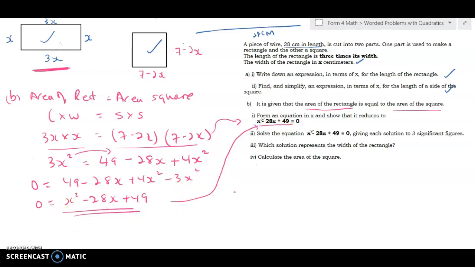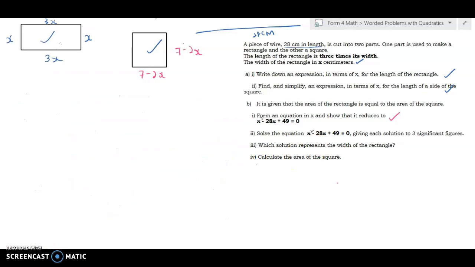So that means I have proven my first part. So then I say hence proven. And now I move on to the other part, which says to solve. Part B, part 2. It says solve x squared minus 28x plus 49 equal to 0. Now they said to solve and to give the answer to 3 significant figures. So that simply means that more than likely this equation here cannot be factorized. So I'll just go with completing the square.